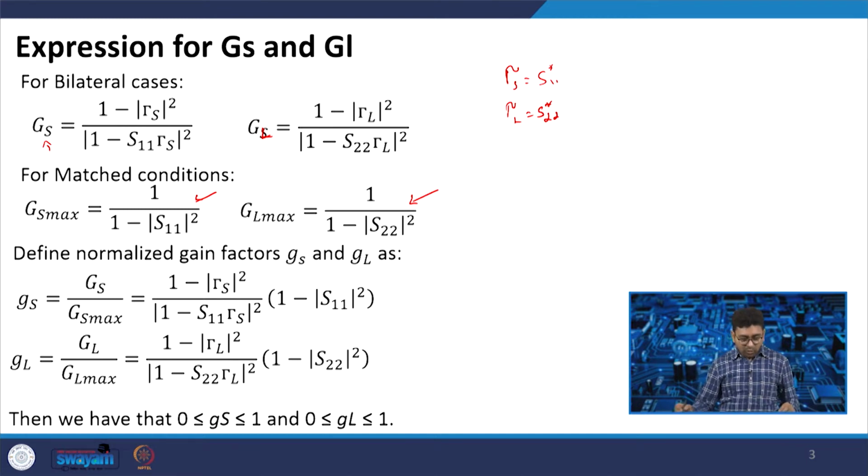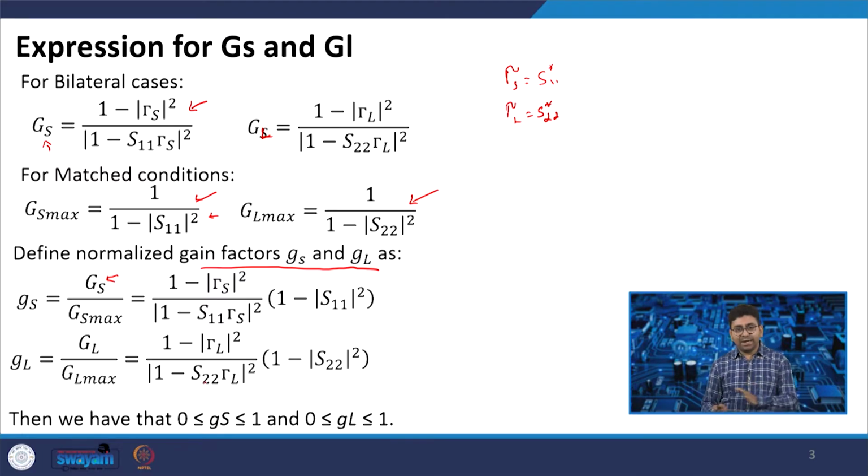So, for that value Gs, a normalized gain factor Gs and GL can be derived. What is that? It is the required gain, Gs, divided by the maximum gain, Gs max. If you divide Gs by Gs max, you will get 1 minus gamma S square, divided by 1 minus S11 gamma S whole square, times 1 minus S11 square.